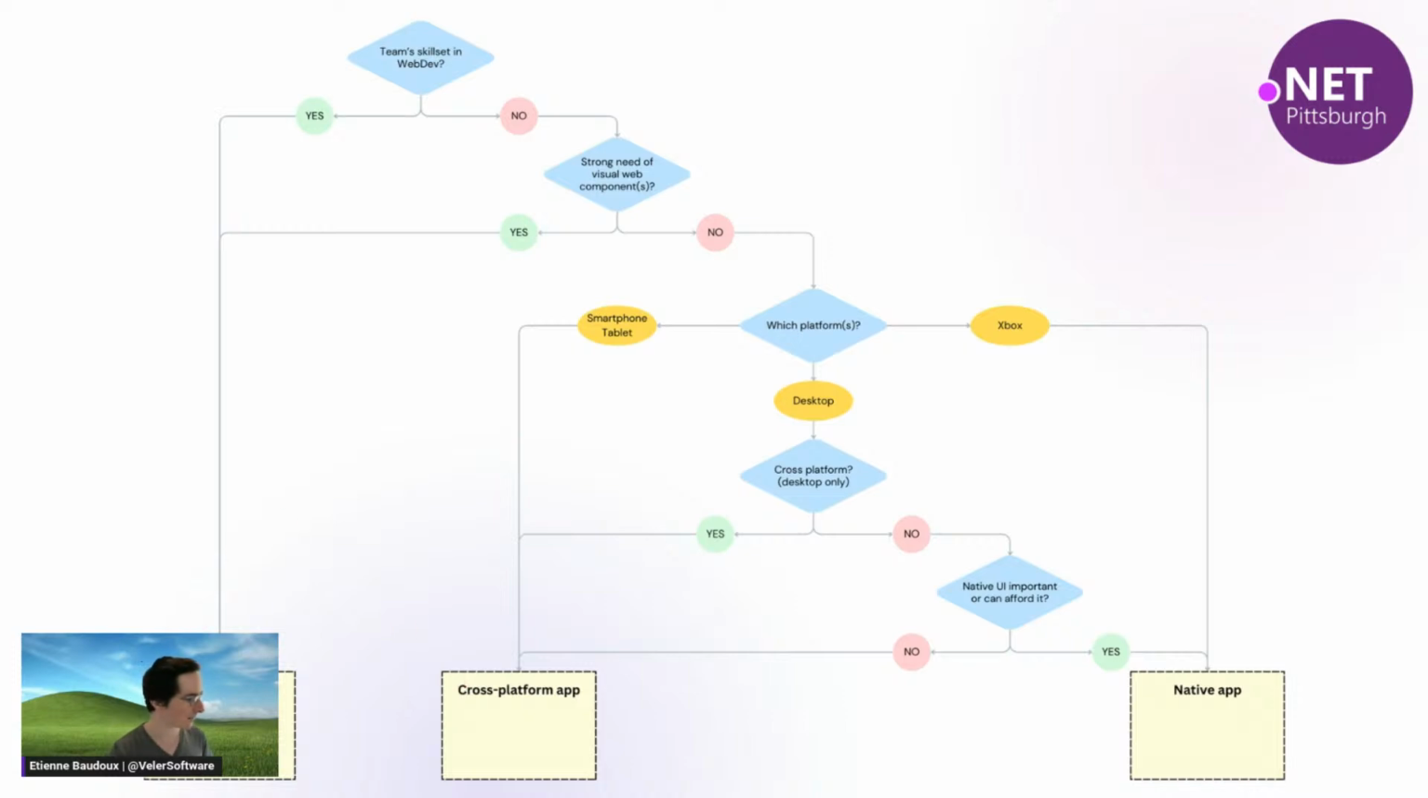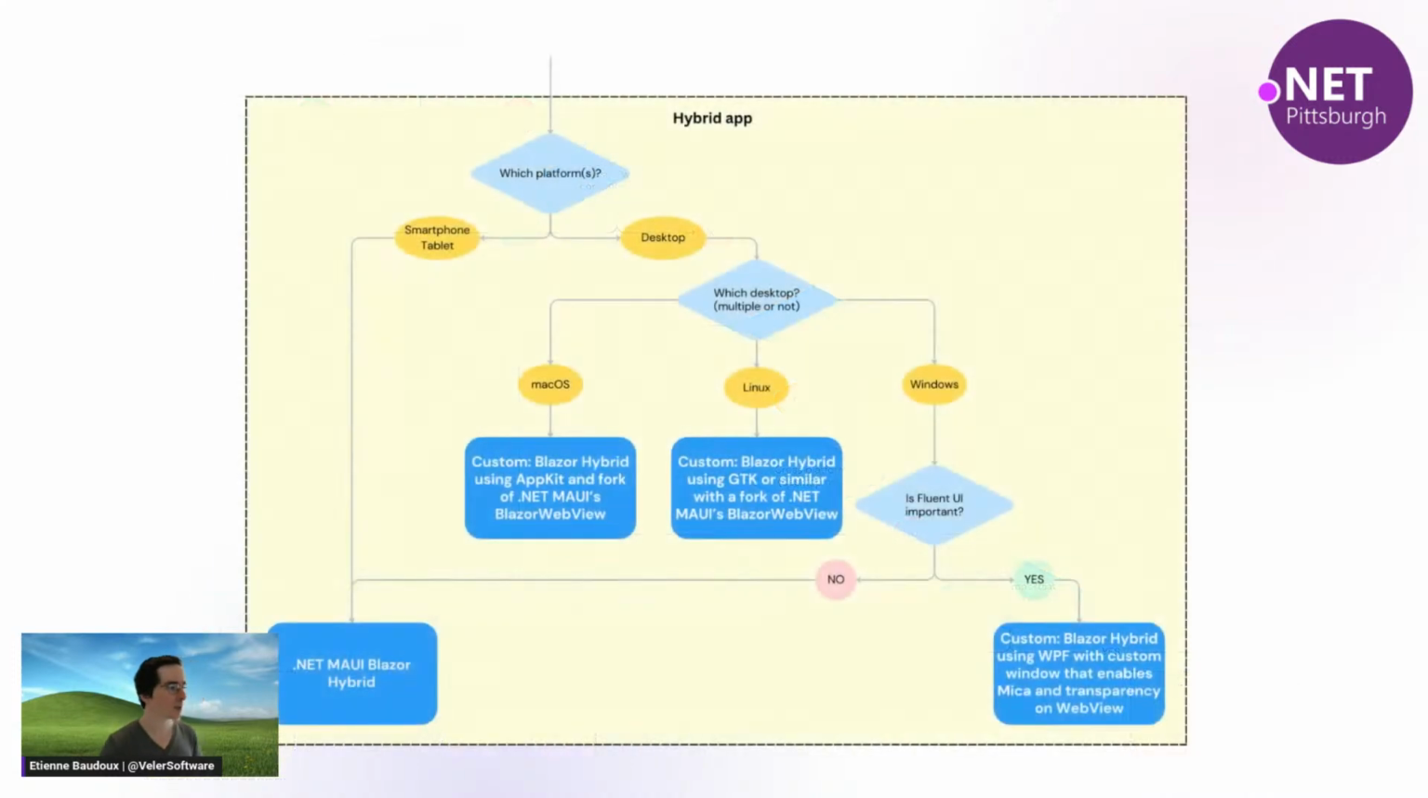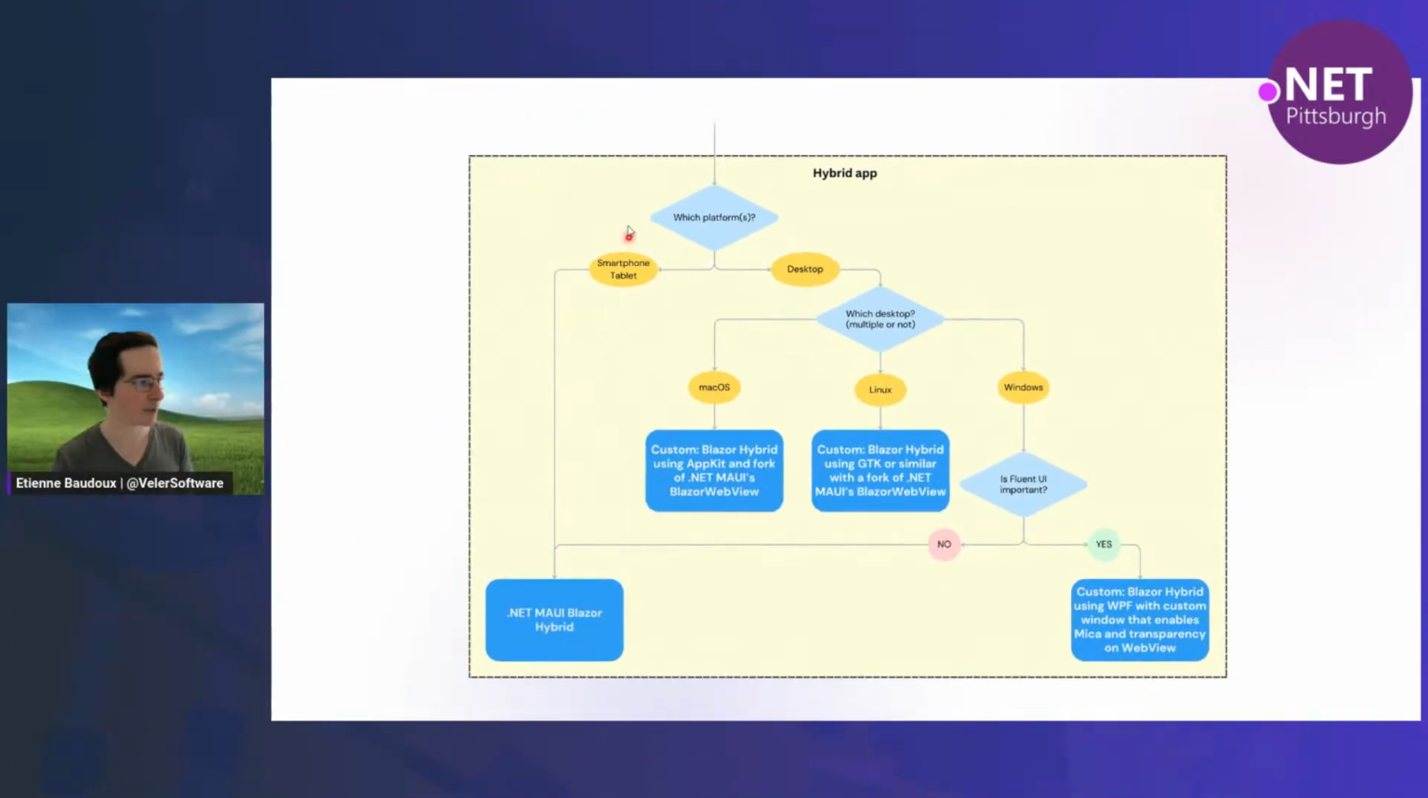Okay, now let's dive into a hybrid app. For a hybrid app, it depends again on what you're targeting. If you target smartphone and tablet, go for .NET MAUI Blazor Hybrid. That's the best solution for you, in my opinion. Otherwise, if you target desktop, you end up in the same story as we had with DevToys. On Mac, you will have to do a custom Blazor Hybrid app using AppKit instead of .NET MAUI, and do a fork of the .NET MAUI Blazor WebView.